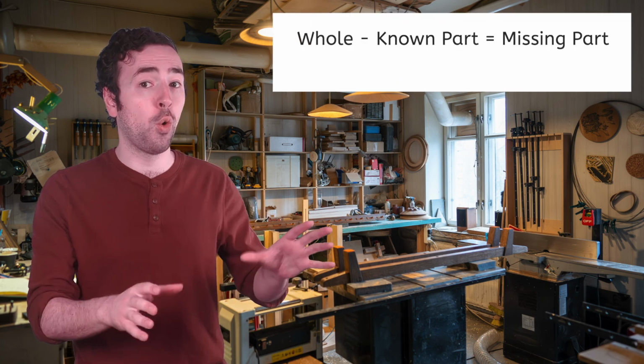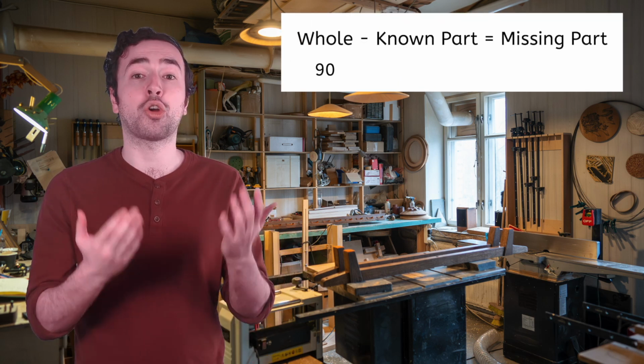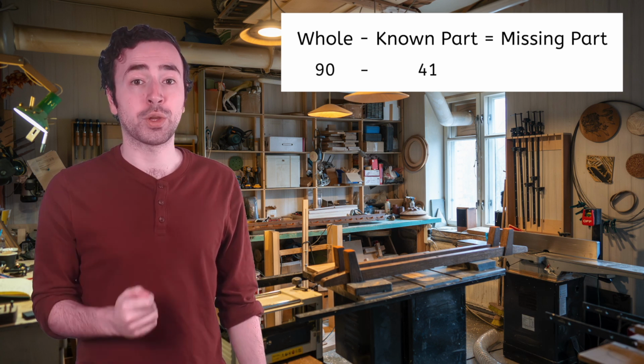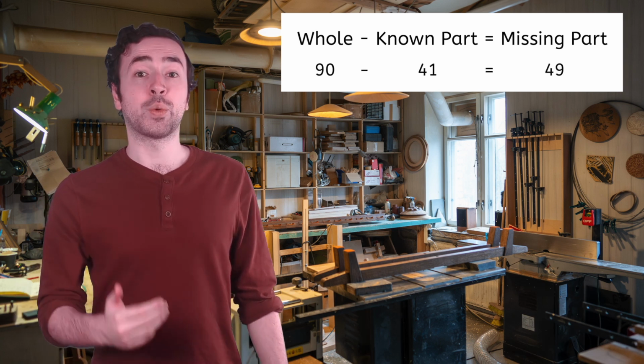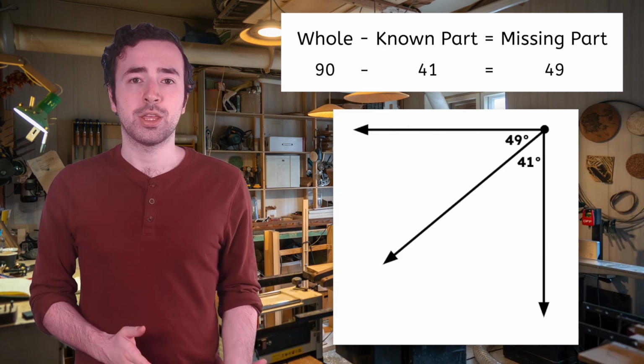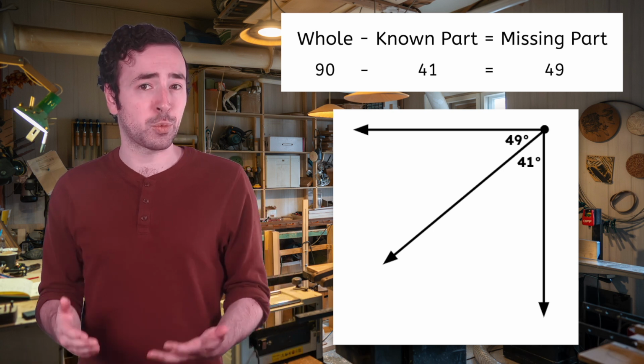One way you could have found the missing angle is by subtracting the whole minus the part we know. The whole is 90 because these angles are complementary. Now we can subtract the part we know, which is 41, and that equals 49. So the missing upper angle is 49 degrees. You also might have used guess and check to find that 41 plus 49 equals 90.